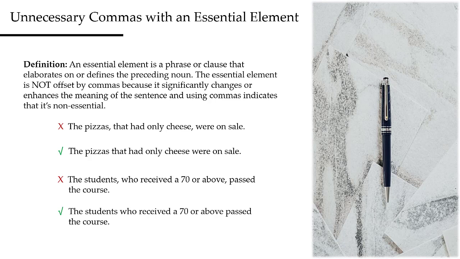Commonly, the word that can be a clue that it's an essential element. You're saying the pizzas that only had cheese. So when you use the word that, it's usually an essential element. When you use the word which, it's often not an essential element. That's not a hard and fast rule, but that's a common way of thinking about it.